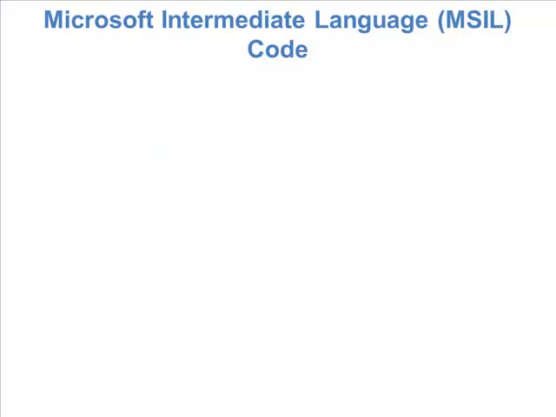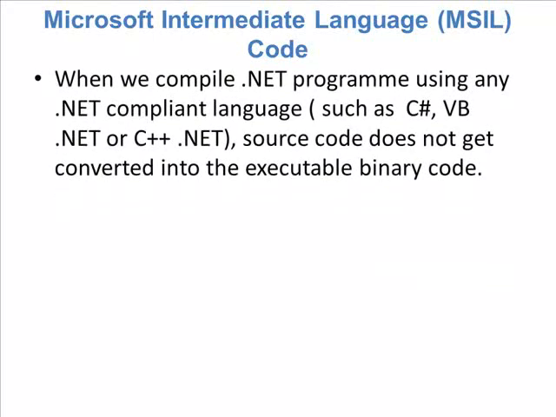Microsoft Intermediate Language code (MSIL). When we compile our .NET program using any .NET language such as C#, VB.NET or C++.NET, our source code does not get converted into executable binary code, but into an intermediate code known as MSIL, which is interpreted by the common language runtime.